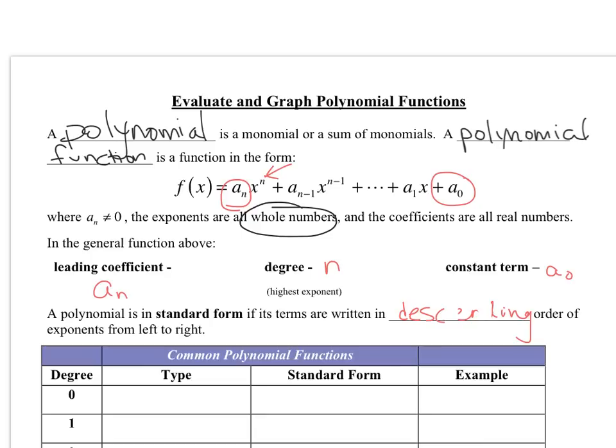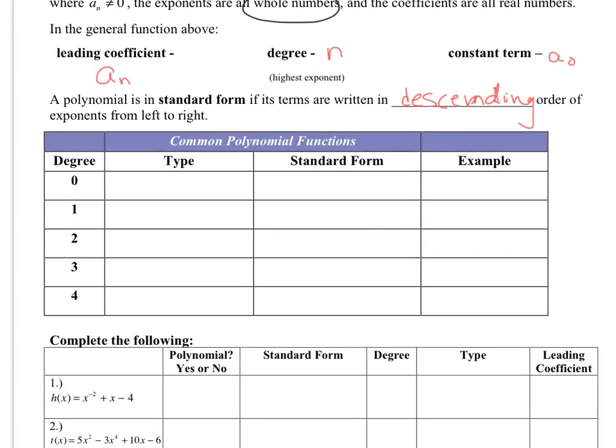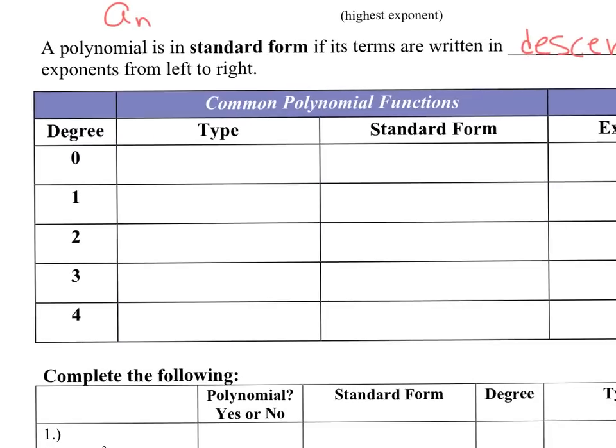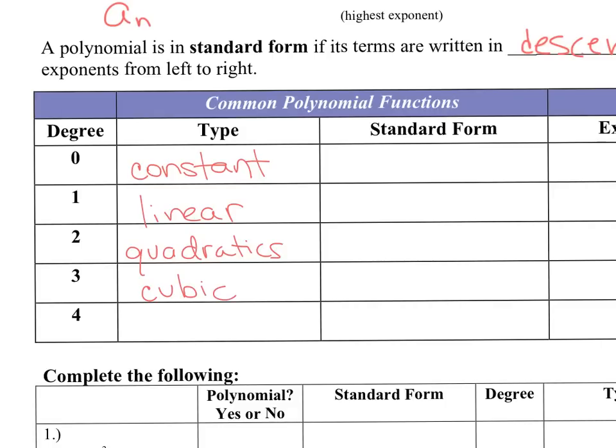The next part, we're going to go ahead and fill in this chart. We're going to fill in some different common polynomials. I'm going to go ahead and zoom in here. A degree 0 is what we call a constant term, or a constant polynomial. A degree 1 is linear. Degree 2 is what we spent all of last unit working on, your quadratics. Degree 3 is a cubic function. And a fourth degree polynomial is called a quartic polynomial.